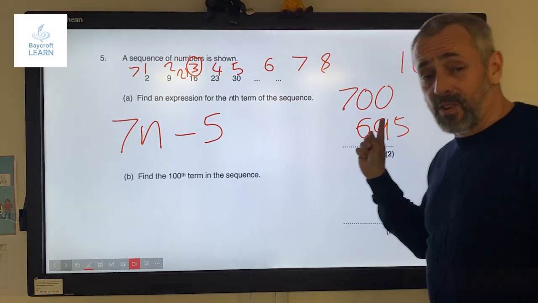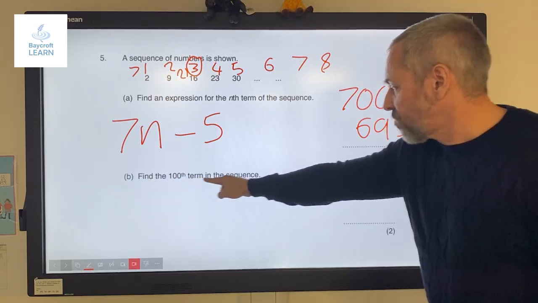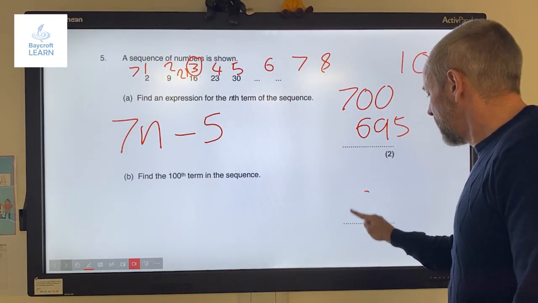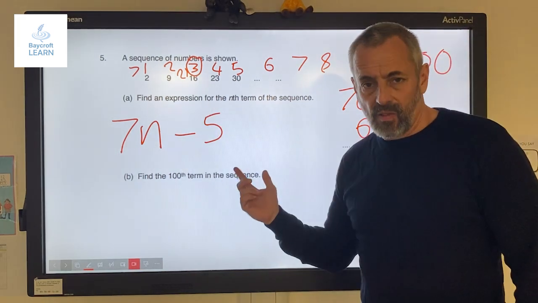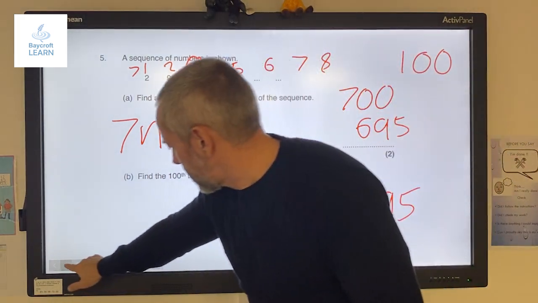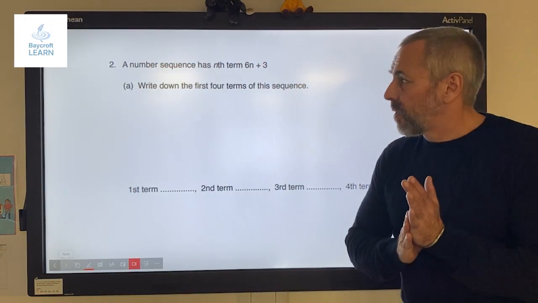I've just realised I've put that on completely the wrong line, which is going to be confusing because this is the question down here. So the 100th term of this sequence will be 695 by using that nth term rule. I think that was our last slide. So let's go back and have a go at this one.